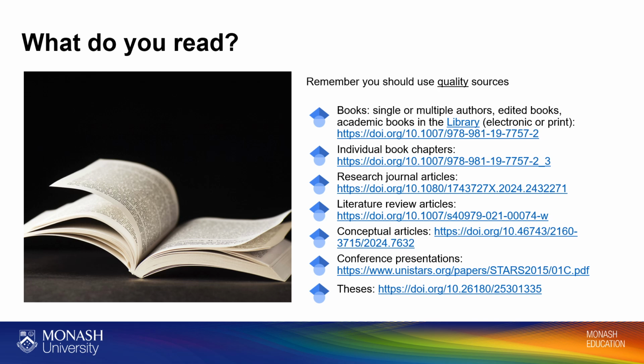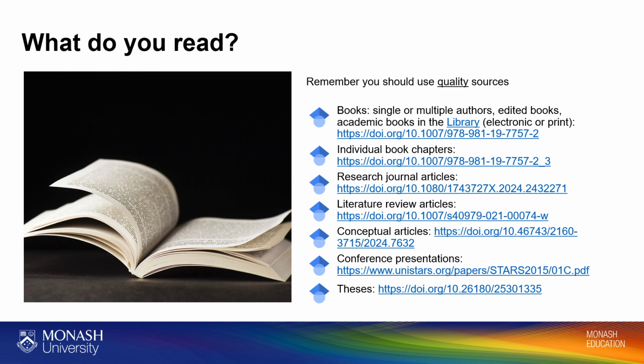Research journal articles. So these are empirical research papers, literature reviews, conceptual articles, all of those sorts of things that you can access through the library databases. You can also use conference presentations, as these are peer-reviewed by other scholars and often are published as conference papers that you can reference.